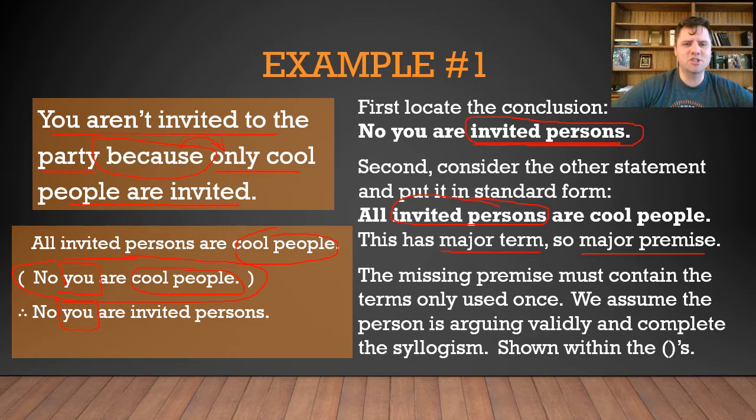So a syllogism is this kind of thing. You have an implied statement. Now, it could be the conclusion, it could be the major premise, or it could be the minor premise. It could be any one of those. And it just changes from example to example. So let's look at some more examples together.